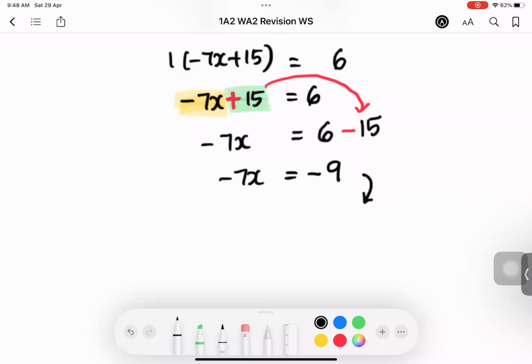Plus, minus, times, divide. Which one? Plus. No. This is negative 7 times x. So this is negative 7 times x. How do I get rid of the negative 7?